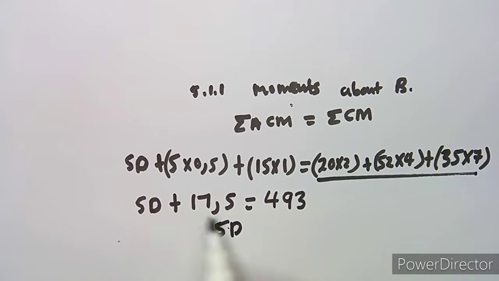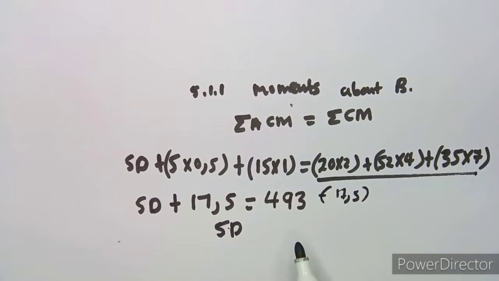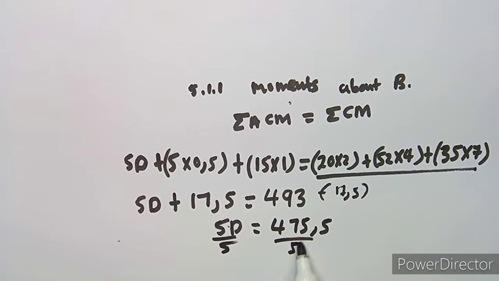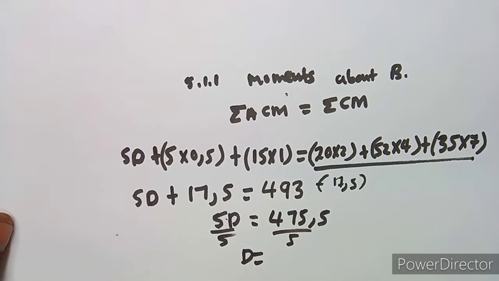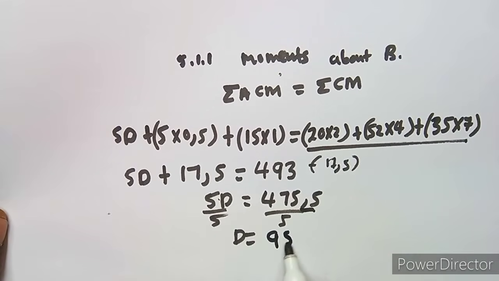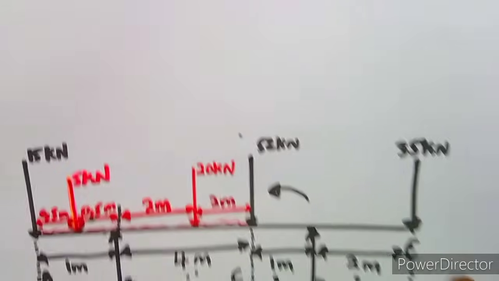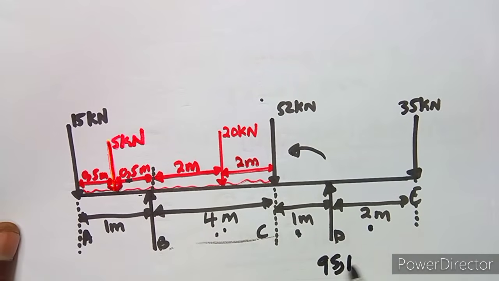That's 5D is equivalent. If you transpose this, that's going to be negative 17.5, which will give us 475.5. So if we divide by 5 both sides, that will give us D, which is equivalent to 95.1. That's 95.1, which is in kilonewton, because all the forces there are in kilonewton as we noted here. So that's our D here.